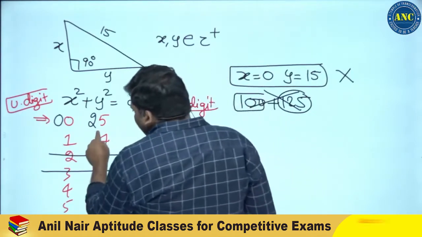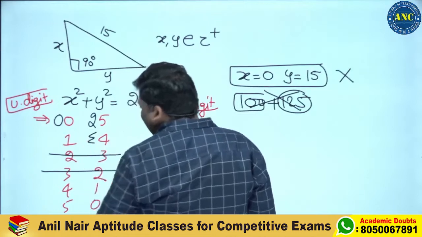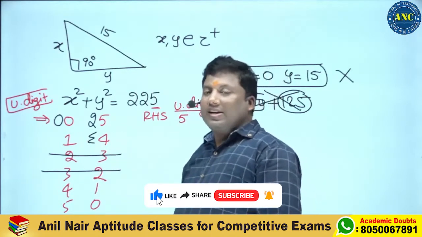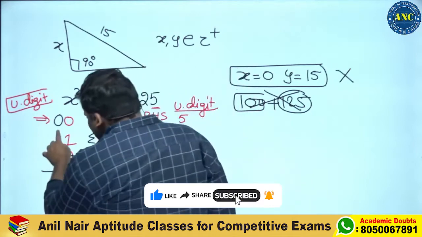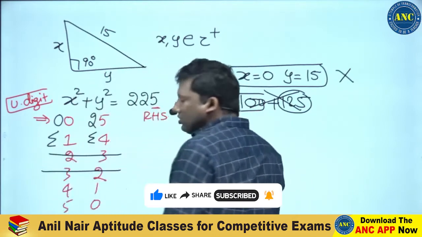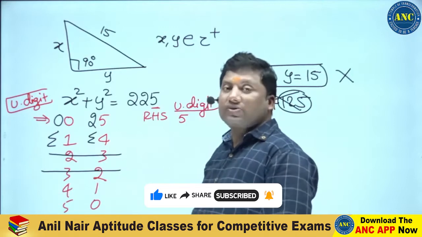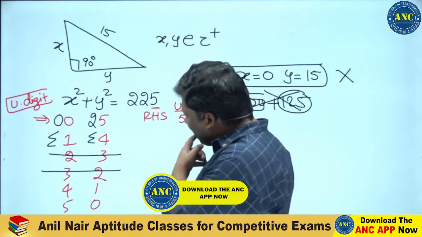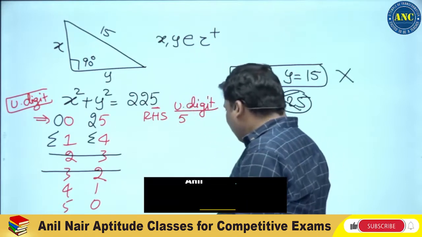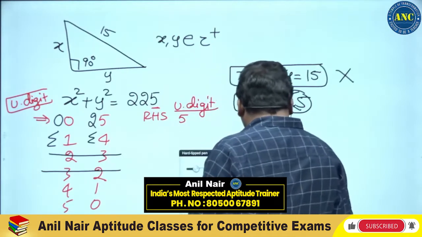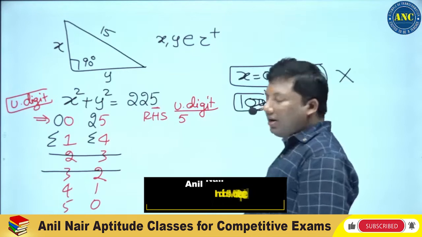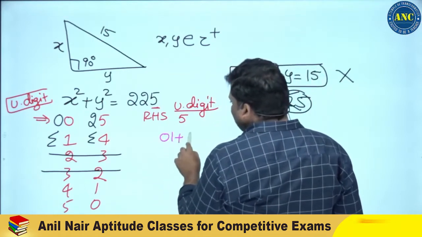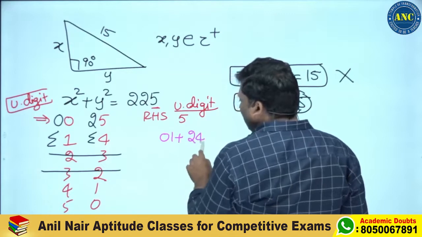Next one. Any perfect square ending with 4: 8 square is 64, 12 square is 144, 18 square is 324. The tens digit is even. Any perfect square ending with 1: 9 square is 81, 11 square is 121, 19 square is 361. It is also even. So let us see which cases are possible for 1 and 4.